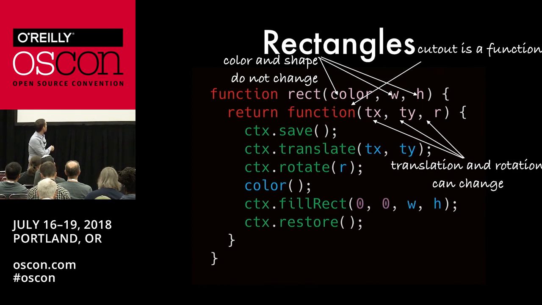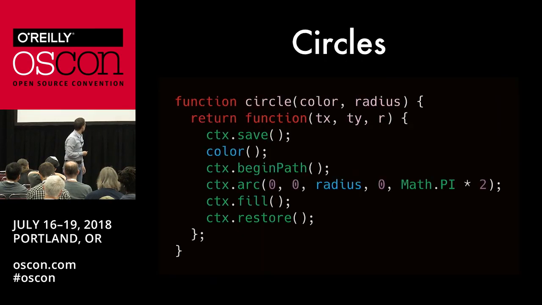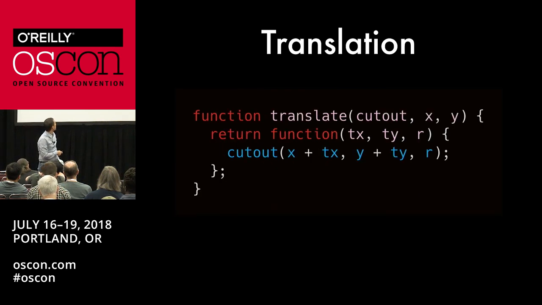And then this is just the code in Canvas for drawing the rectangle. It's going to save the state and restore it at the end so that this translate and rotate don't affect anything else. It's going to call the color function that will set it, and we'll just fill in the rectangle. Circles are very similar, and they have the same signature, which is important. They have the tx, ty, and r, but they have to use this arc and fill thing. It's the same thing, it's just different.